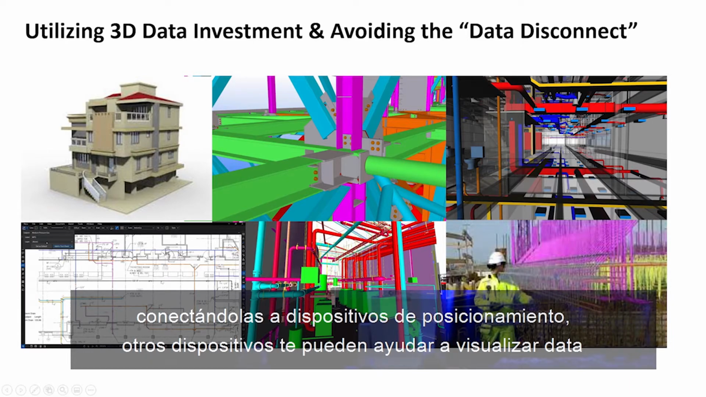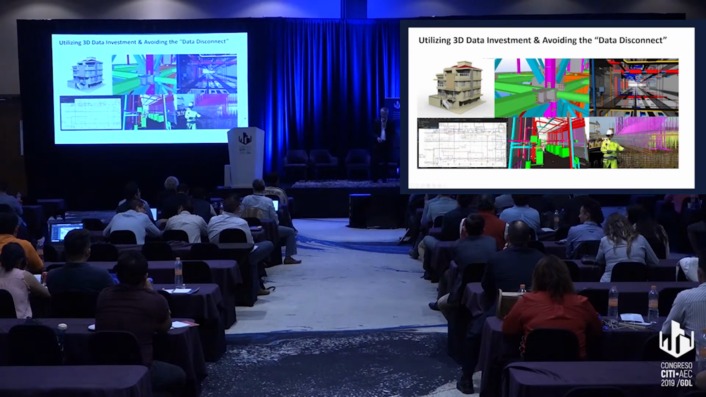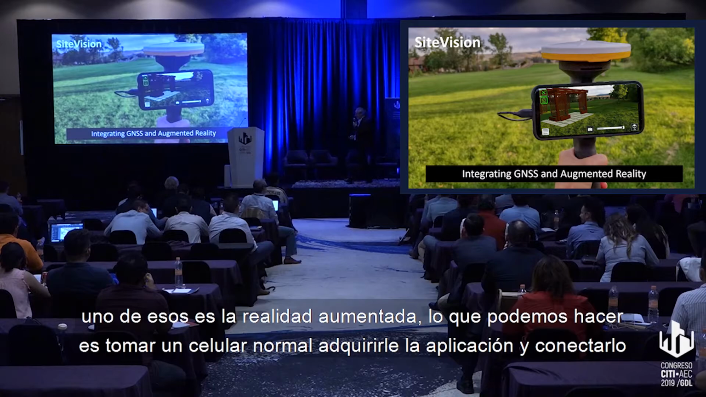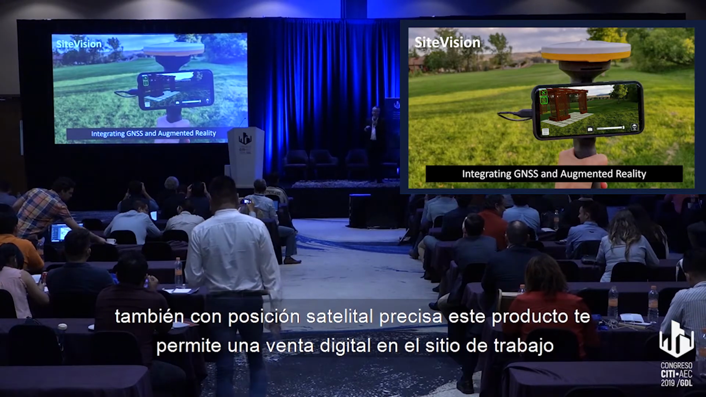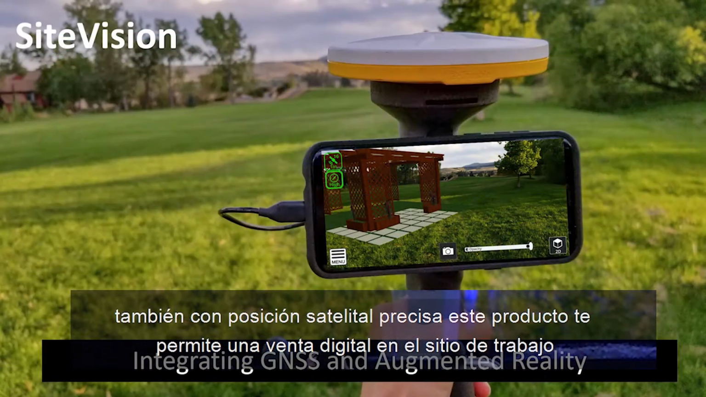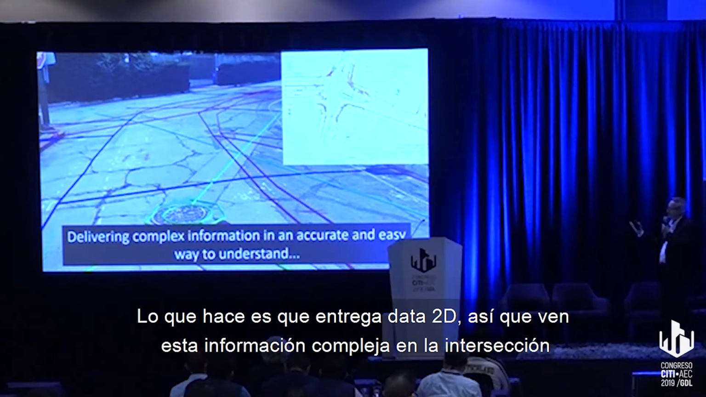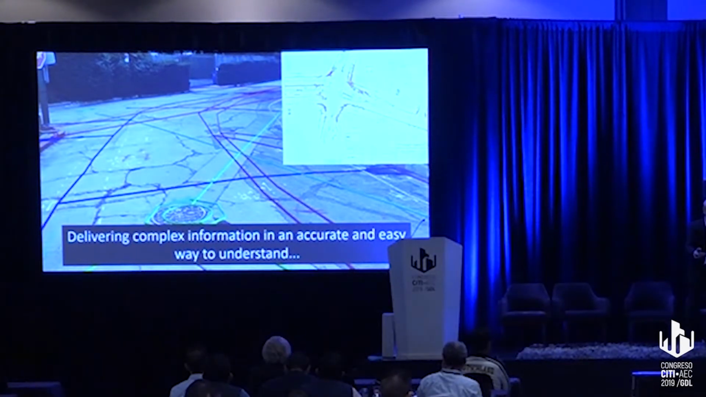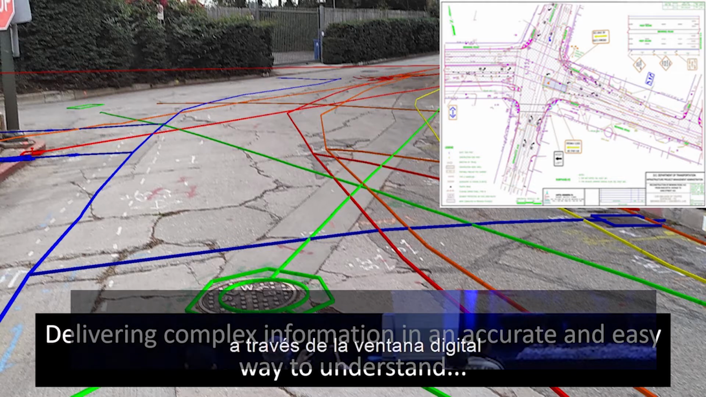Other devices can also help you visualize this data in 3D and have access to the BIM layers of information as well. One of those is augmented reality. We can take a normal phone, write an application for it, and connect it with precise satellite positioning. This product gives you a digital window into the job site. You have your phone and your precise positioning, and it will position you exactly where you are on the job site. We can even take complex 2D data and overlay it onto the real world. You see this complex information on an intersection. You see the 2D plan of where the information comes from in the digital format, and this has been projected into the real world through this digital window.